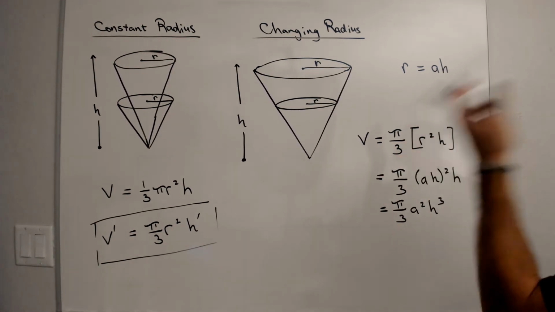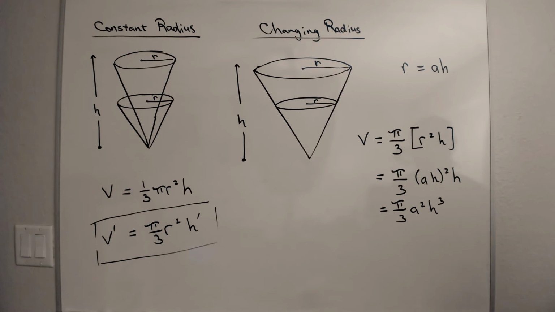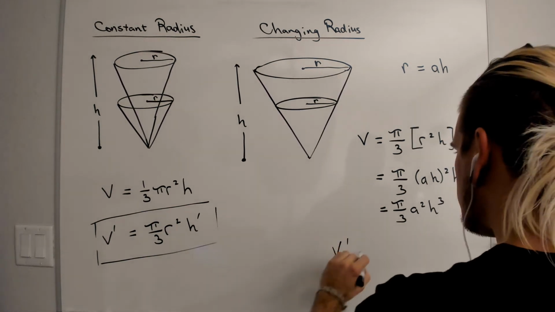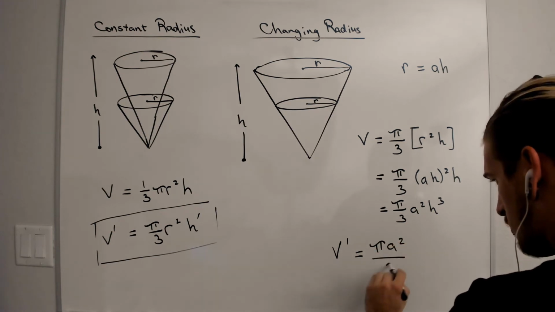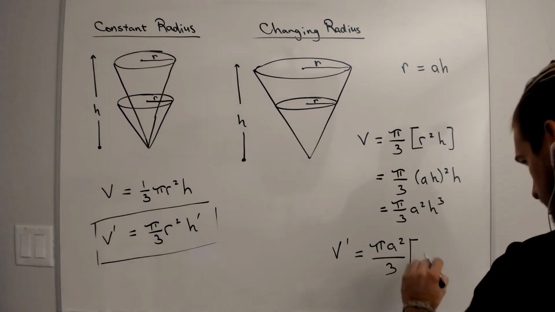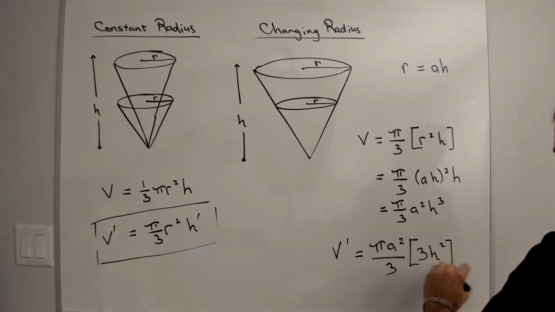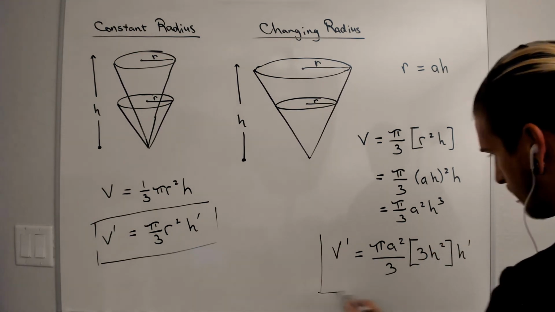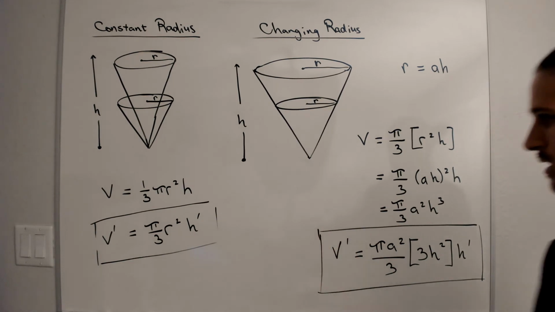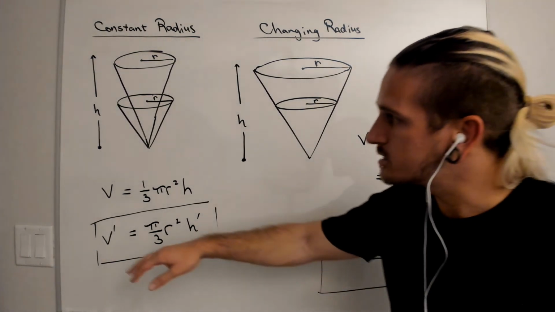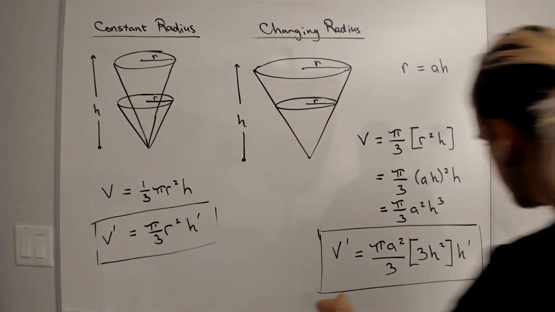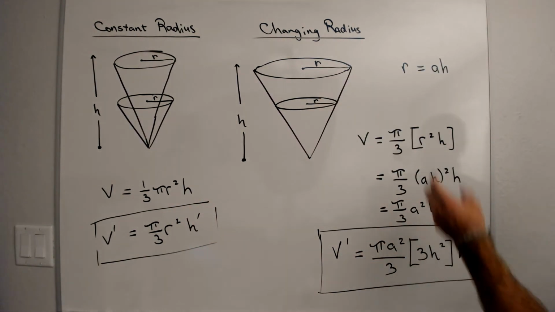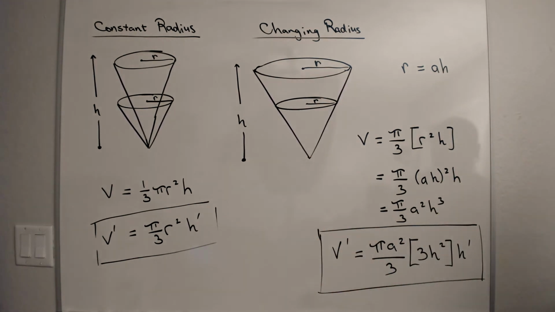So now you have the volume strictly in terms of the height, which means the change in the volume would be pi a squared over 3 times 3h squared times h prime. So what you'll notice here is the change in the volume here doesn't actually depend upon the height. It just depends upon the change in the height. Here you need to know the height at the given instance that you're looking at, and the rate of change of the height at that instance as well.